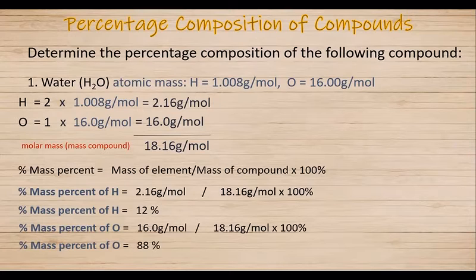As you can see, the unit left for the mass percent of each element is percent, because the gram per mole unit will be cancelled. Then, if we sum up the percentage of each element, the hydrogen, which is 12%, and the oxygen, which is 88%, we will get 100%, as pertaining to the definition of percentage.